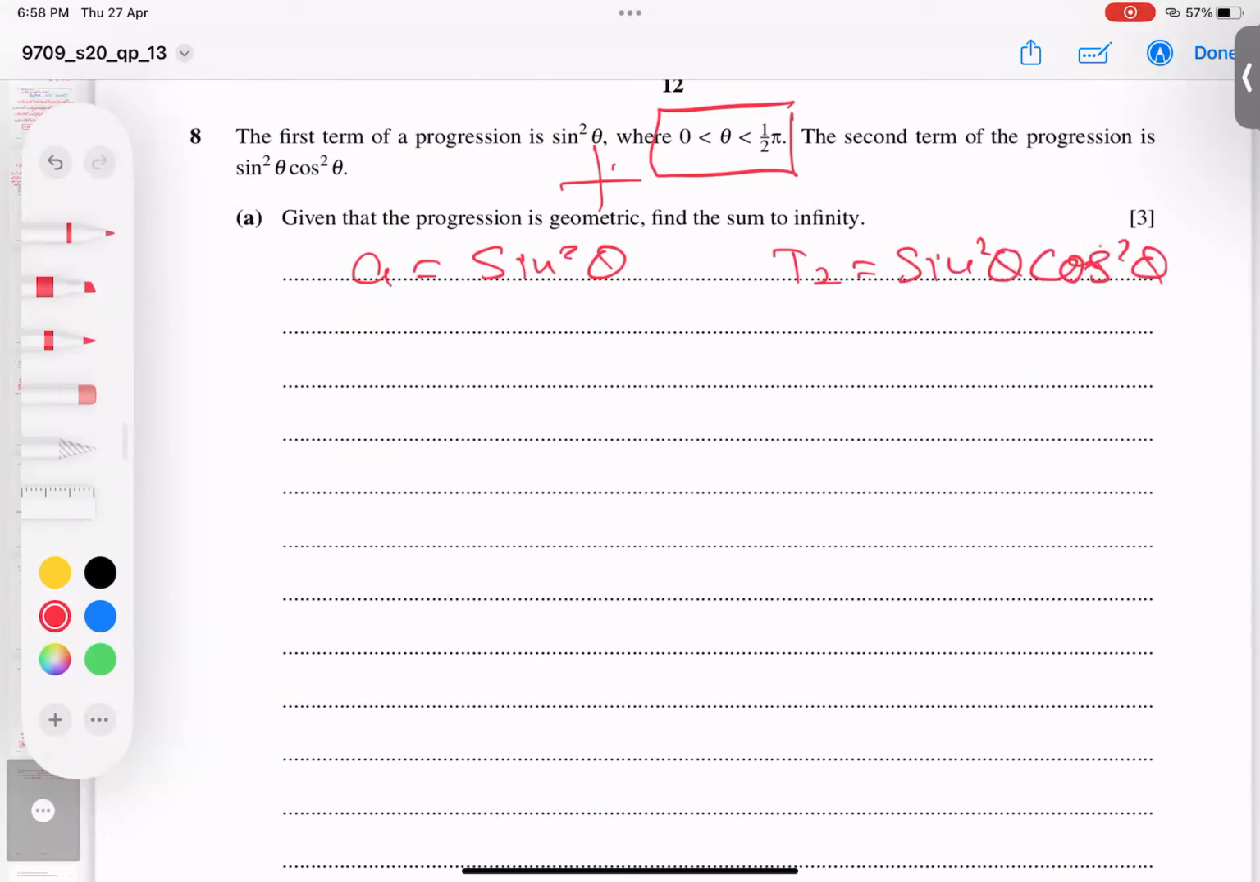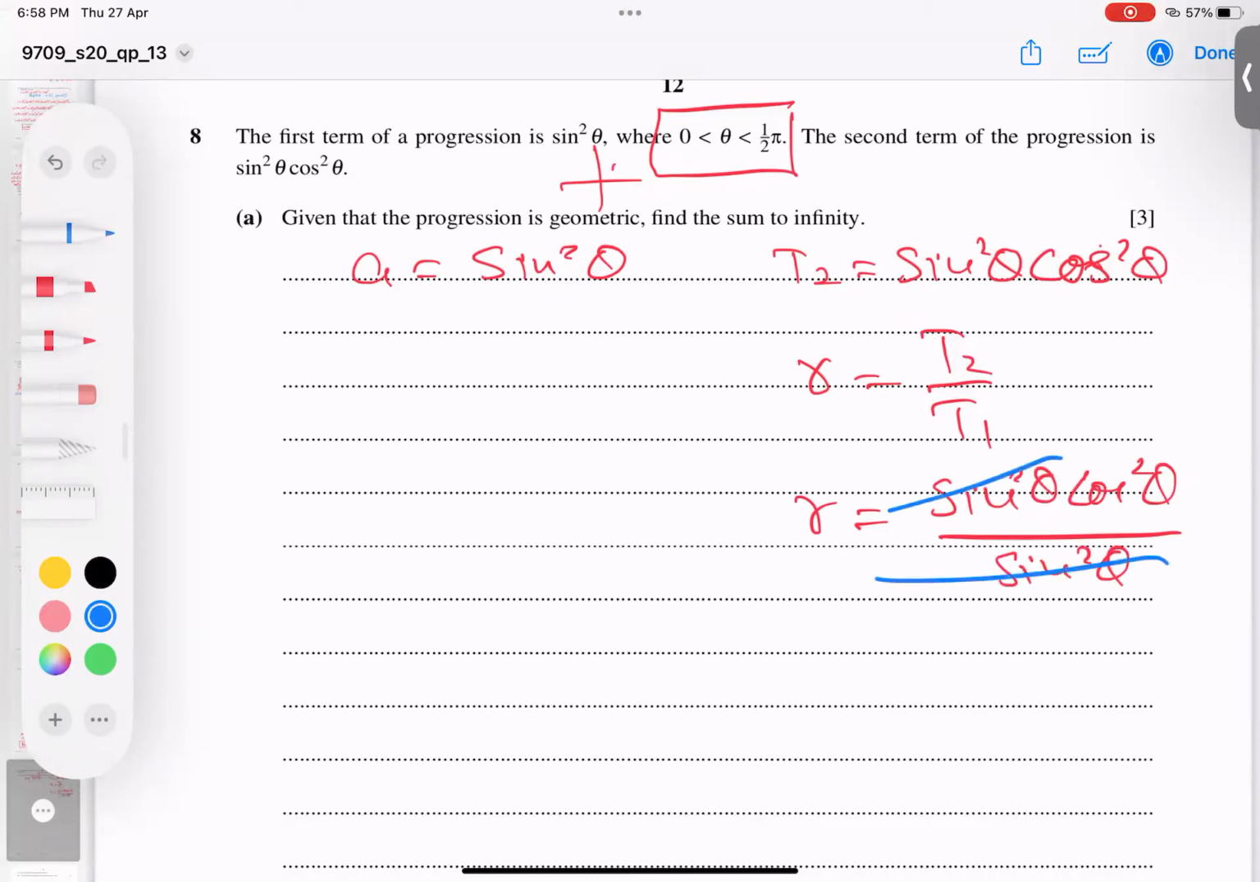And how to get the common ratio? The common ratio we always get as the second term divided by the first term. So the common ratio: sine square, keep it up, and cos square, keep it up, divided by the first term, that is sine square, students. Alhamdulillah, this cancels out, and for R I'm getting simply cos square theta.